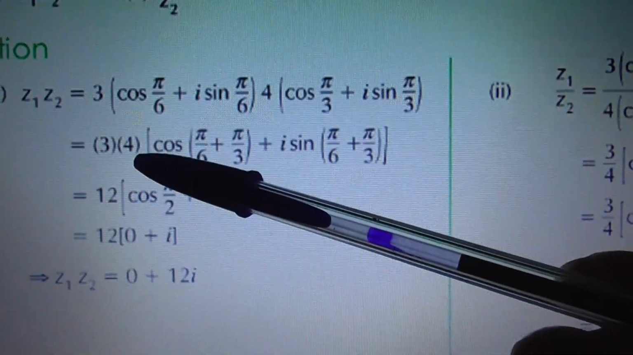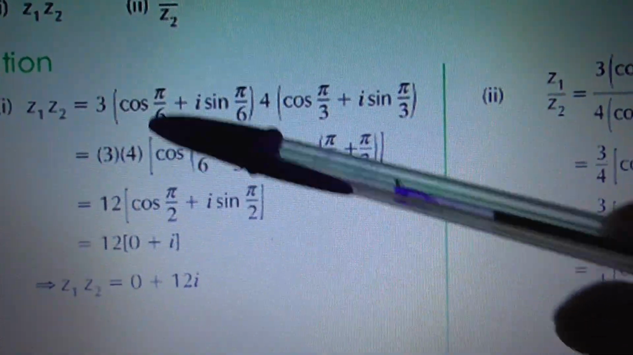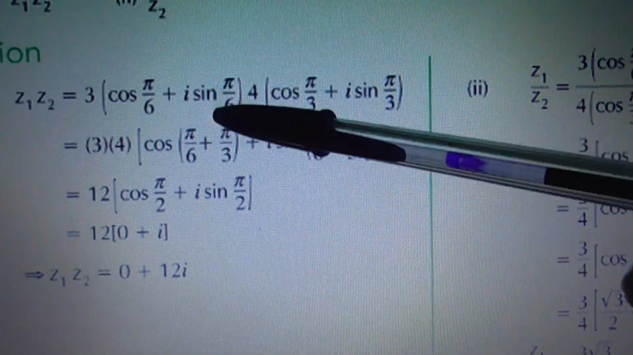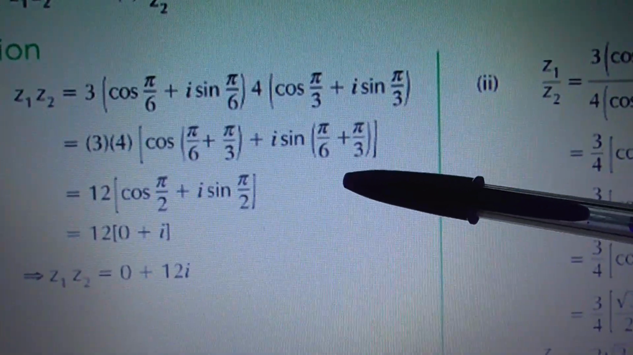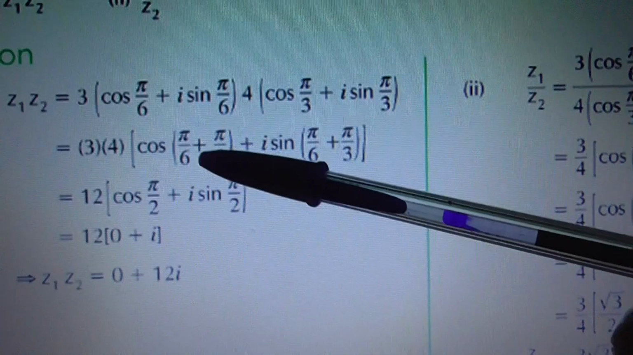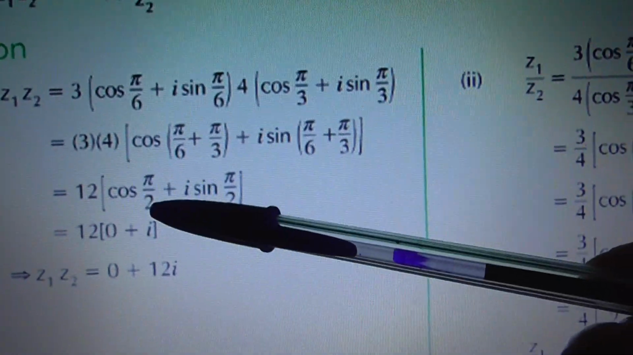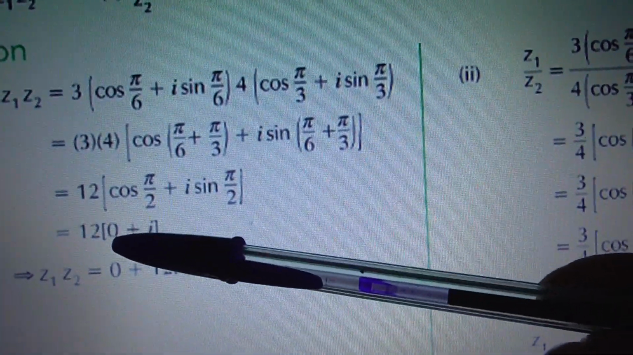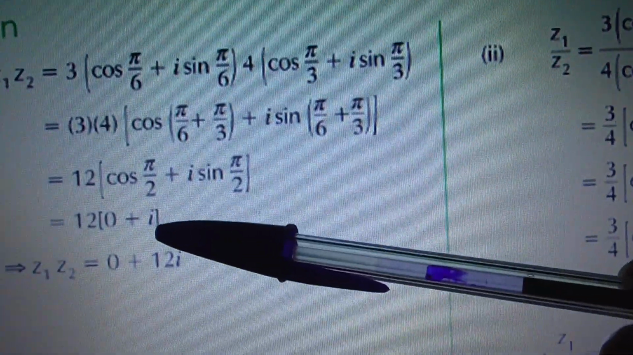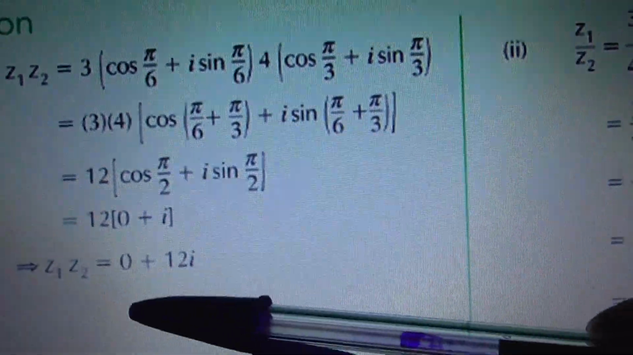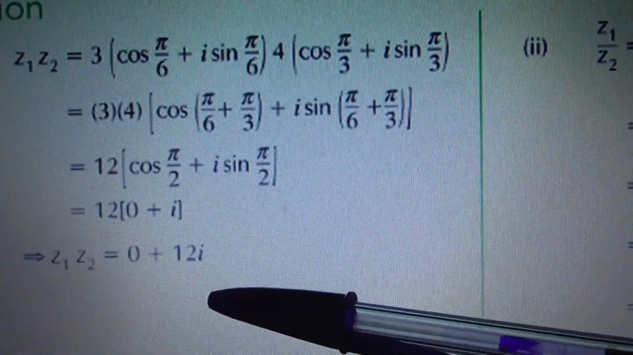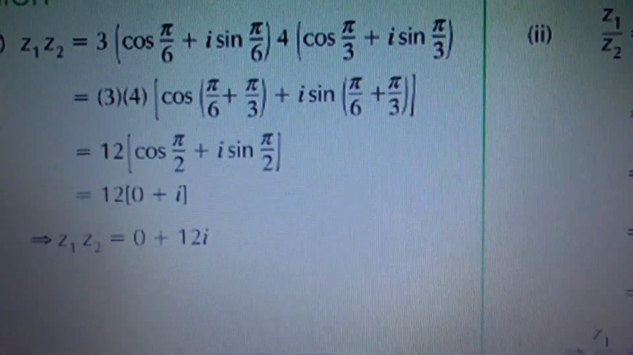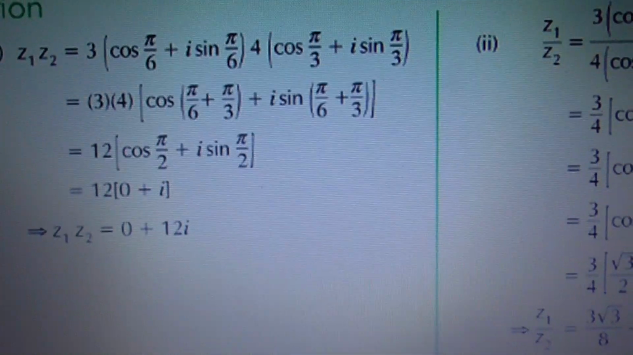So I get 3 multiplied by 4 times the cos of, you add the angles, pi over 6 plus pi over 3, plus i sin of this angle plus this angle. Tidying it up further, that's going to be 12 times the cos of pi over 6 plus pi over 3, which works out to be pi over 2, plus i sin pi over 2. Go to your calculator, type in cos pi over 2, you get 0. Type in sin pi over 2, you get 1, so that's 1i. Multiply in your 12, and you're going to get 0 plus 12i. You have now written Z1 multiplied by Z2 in rectangular form.